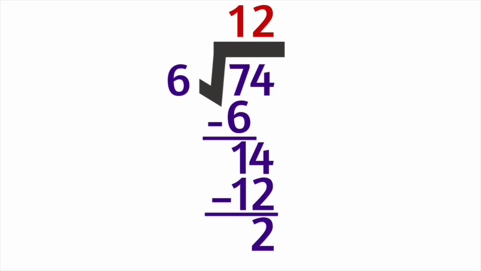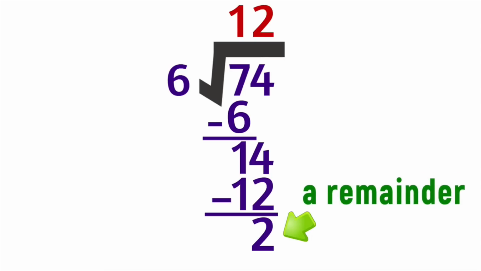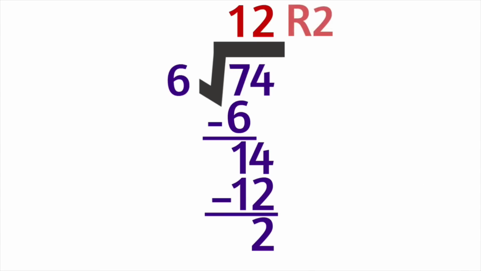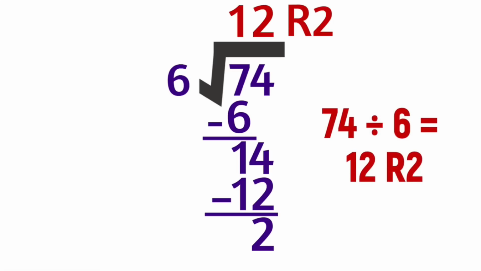Notice, instead of a 0 down here like we've been seeing, there's a number 2. This is called a remainder. 74 can't be evenly split up into 6 groups. There are 2 left over. 2 is the remainder. We write R2 up here because there is a remainder of 2. That's pretty nifty. And we have our answer, don't we? The quotient is 12 with a remainder of 2. 74 divided by 6 equals 12 with a remainder of 2.